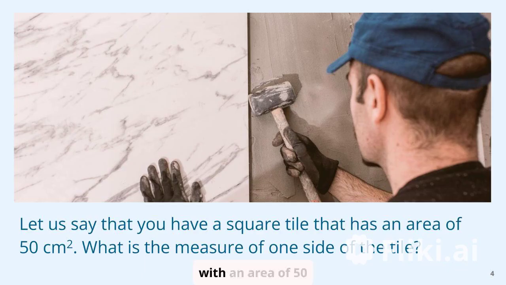Remember the square tile with an area of 50 square centimeters. How do we find the side length when the number isn't perfect? Approximating square roots or cube roots can bridge that gap, turning complexity into simplicity through practical methods.